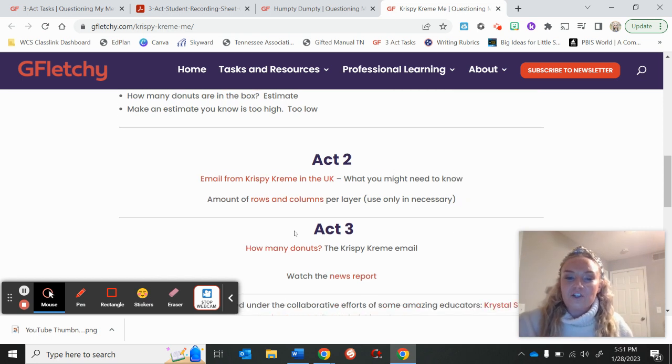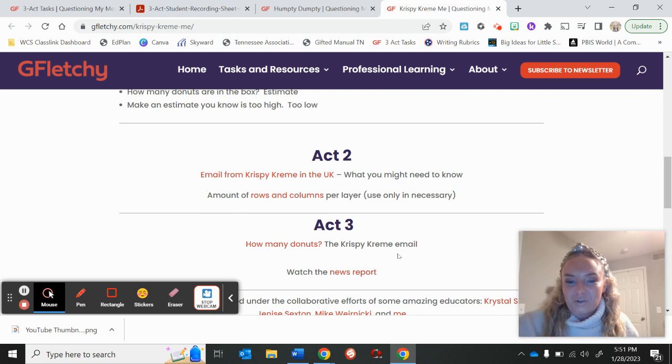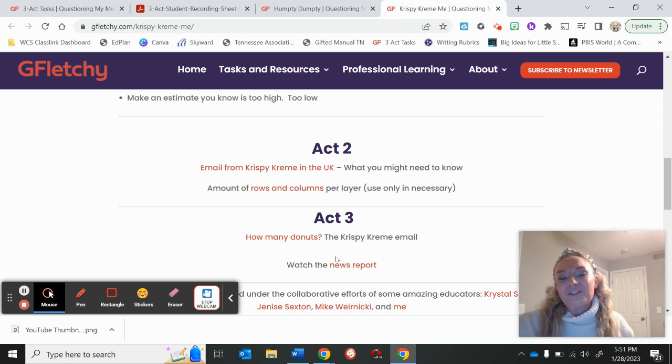You'll record that in your anchor chart before finally looking at Act 3. So you'll get to see that same email again with all the information presented, and then also a really fun news report. So these are highly engaging to our students. They are highly motivating. Again, this can serve our mathematicians from kindergarten all the way through 12th grade.